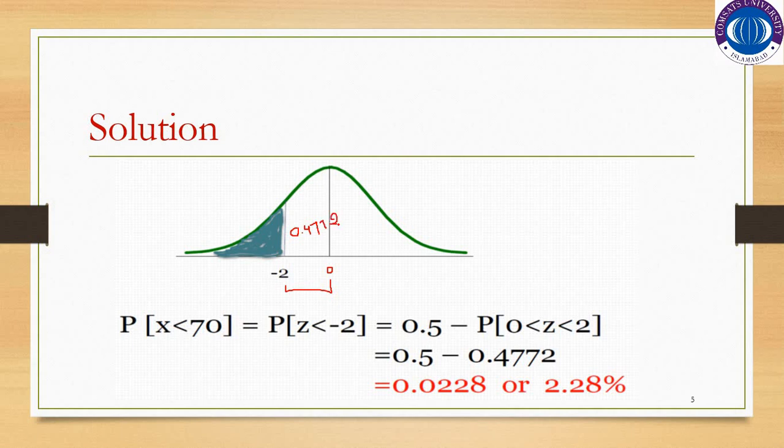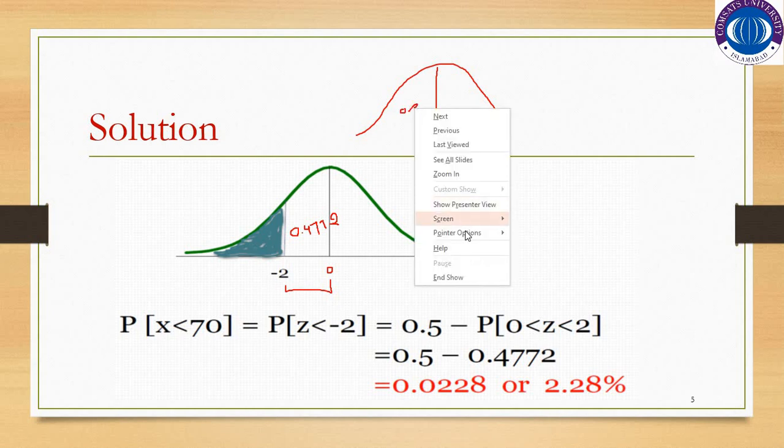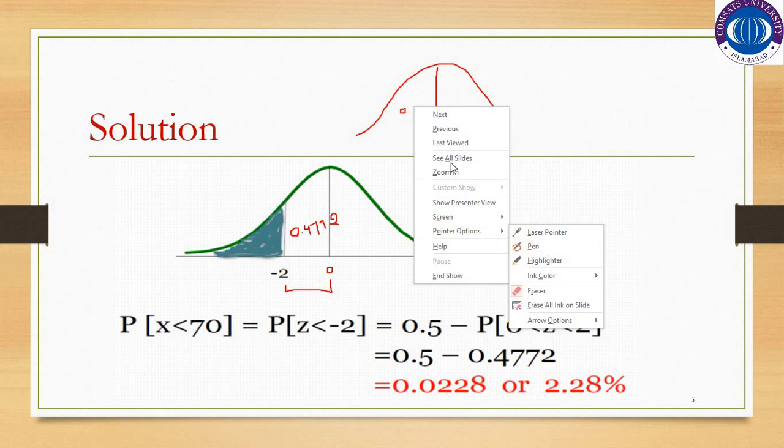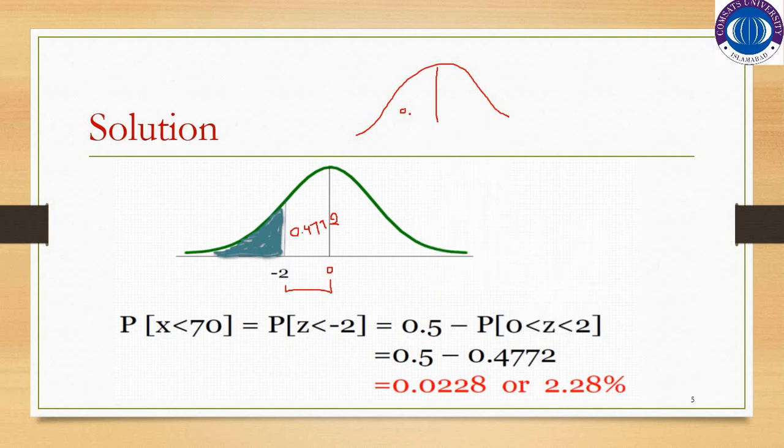0.4772. So what you will do, as you know that total area under the normal curve is 1, and this area is 0.5. This one is split into two parts. This is 0.5 and this is 0.5. So whole this area is 0.5.